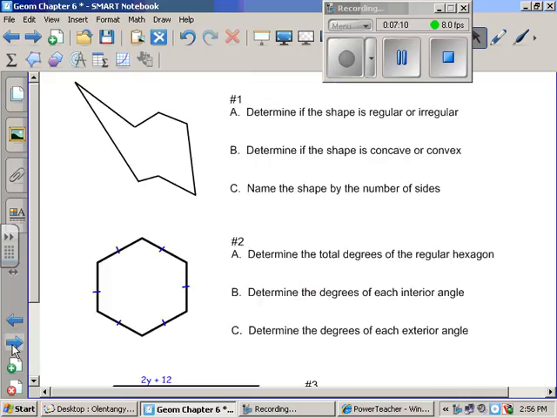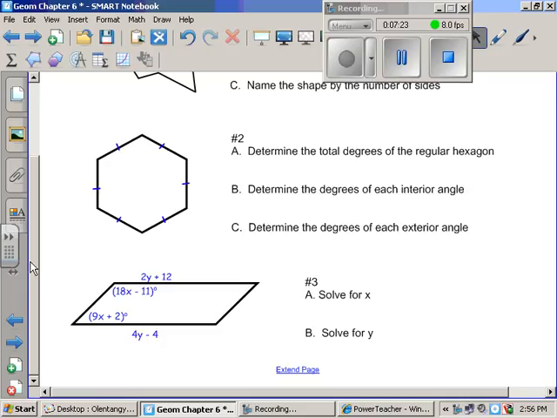All right, take a second and do this on a separate sheet of paper ready to turn in tomorrow, please. This is number 1, so you'll have to hit pause to finish it for 1 and 2, and then 3 and 4. You're going to have to pause to see number 1.